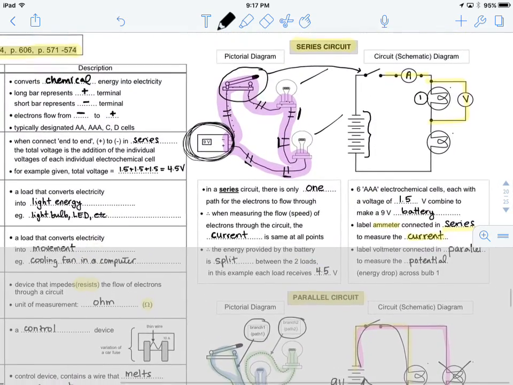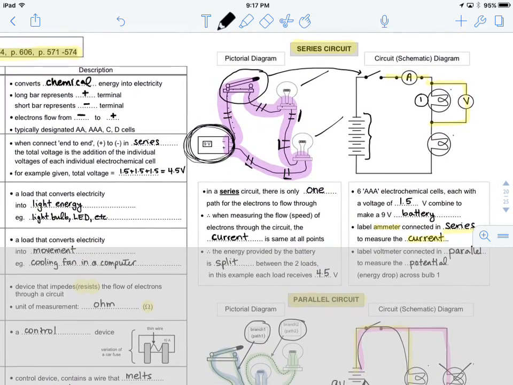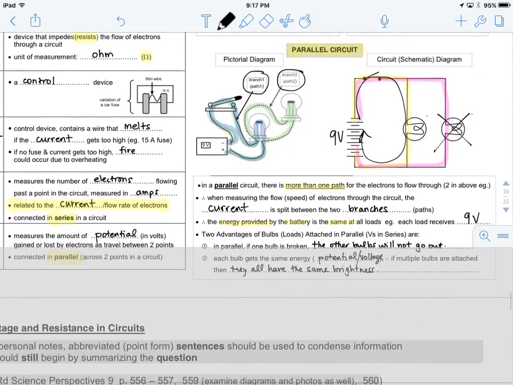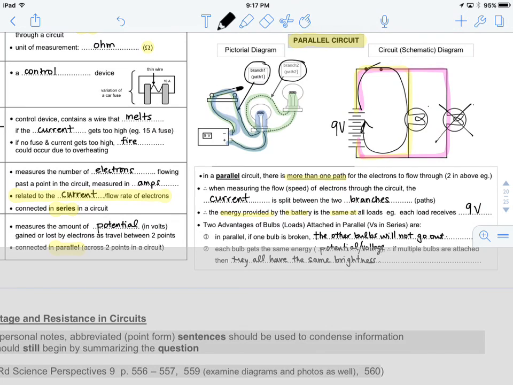So this is your crash course. We're going to look a lot more at these in the real world, basically building these circuits tomorrow in class, and then we'll go from there and we'll talk even more about series and parallel circuits.